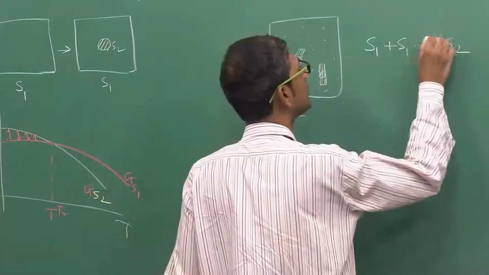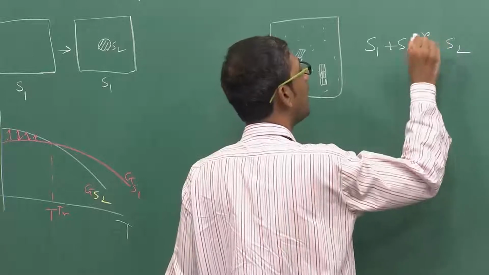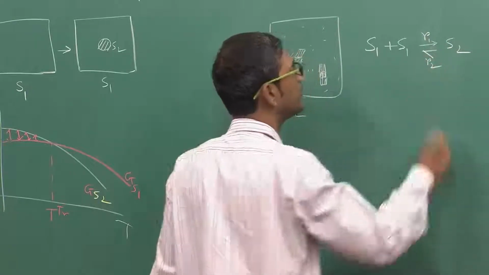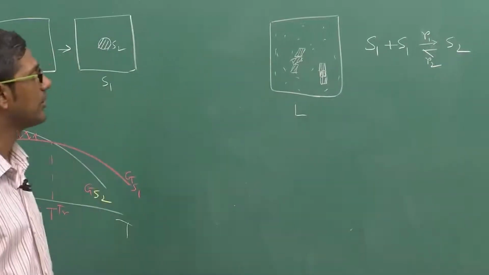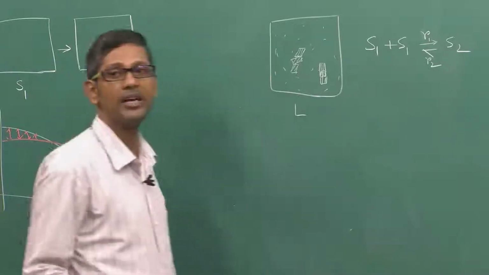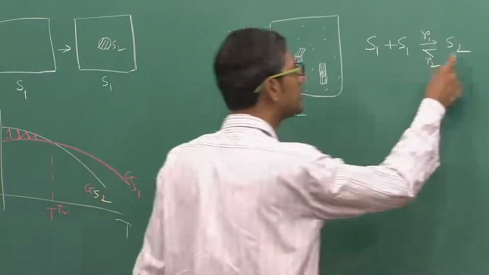Suppose the rate of the forward reaction is R1, and R2 is for the backward reaction. So, the resultant of that will tell me how many of these clusters with two atoms will form.